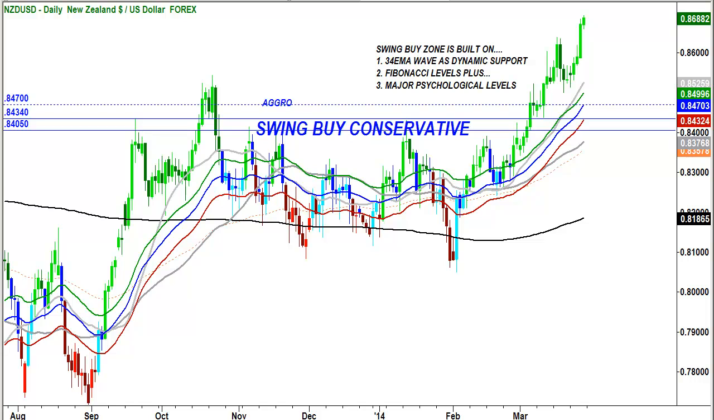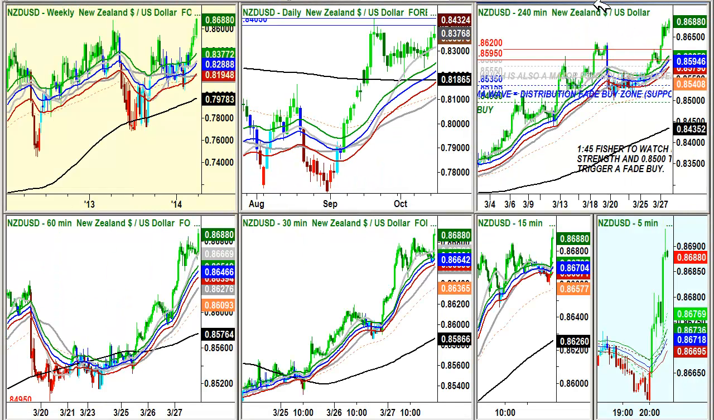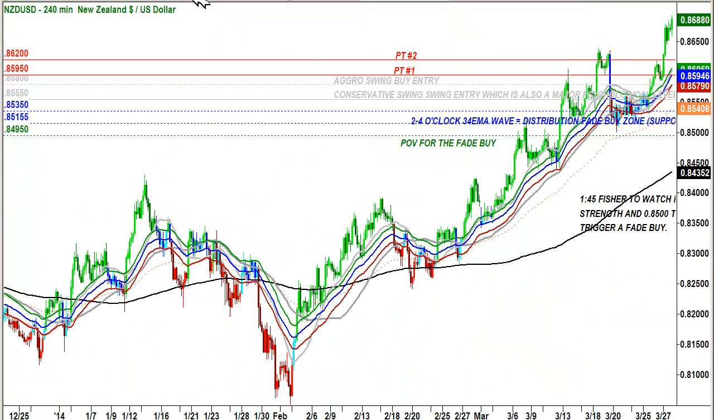So if I have a flat greenback but a strong Kiwi, there's the follow through. We actually had a 240-minute distribution fade that we triggered, and we're seeing really nice follow through on that because we were able to gauge that the U.S. dollar was likely to remain subdued, which is great. I don't need the dollar to weaken here. I just need it to remain in place and let the Kiwi run right past it.